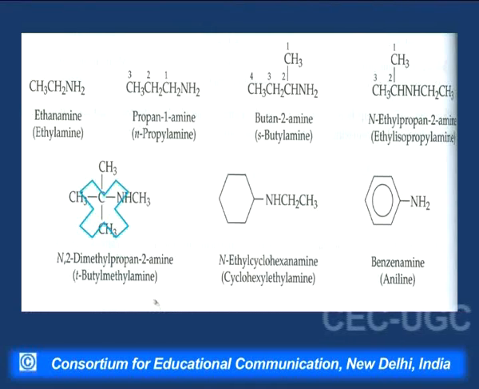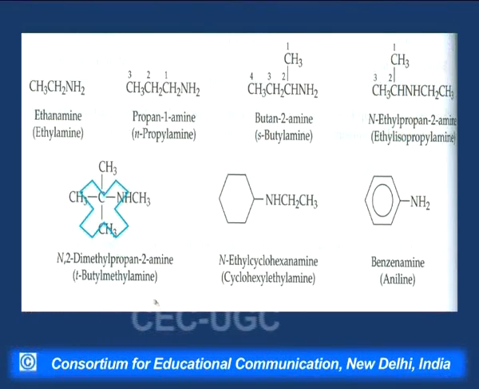But see, I now want to clarify the example in which I have put a cross. This is an example of a secondary amine. If you see what we've written, N2-dimethyl propane-2-amine, this is absolutely wrong.